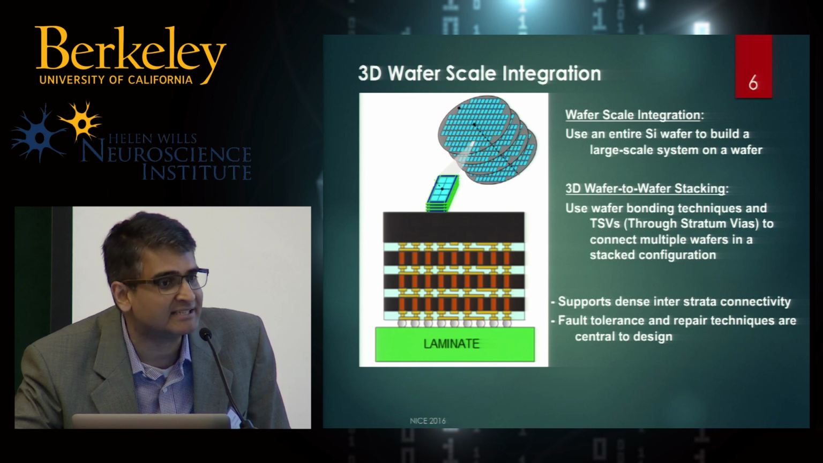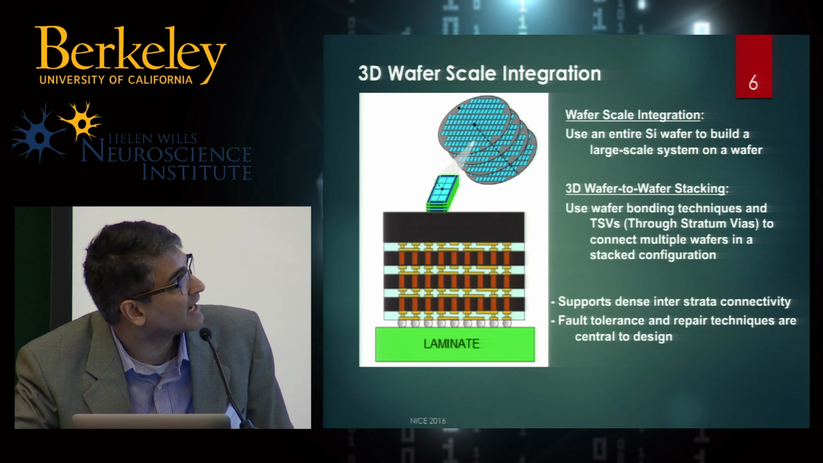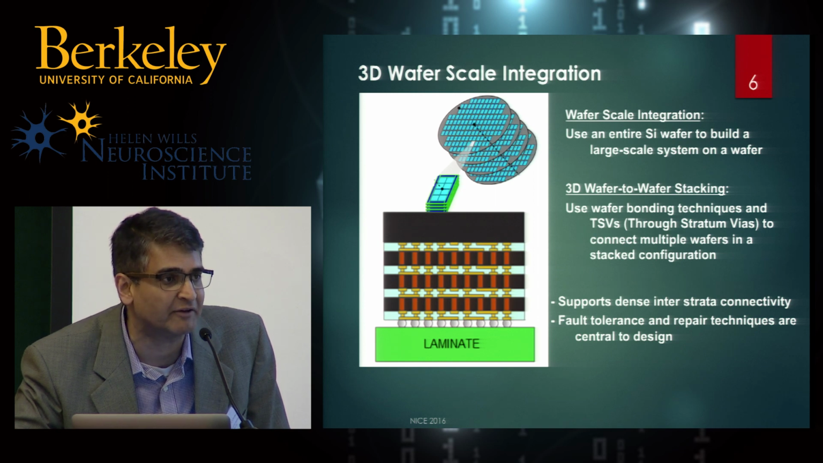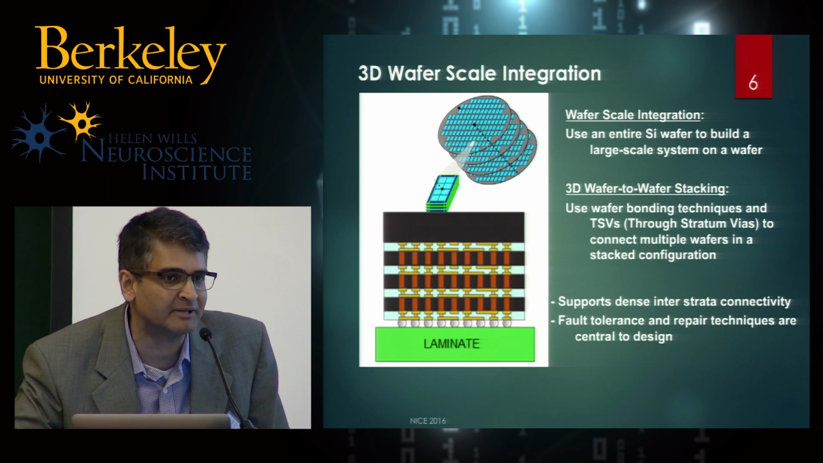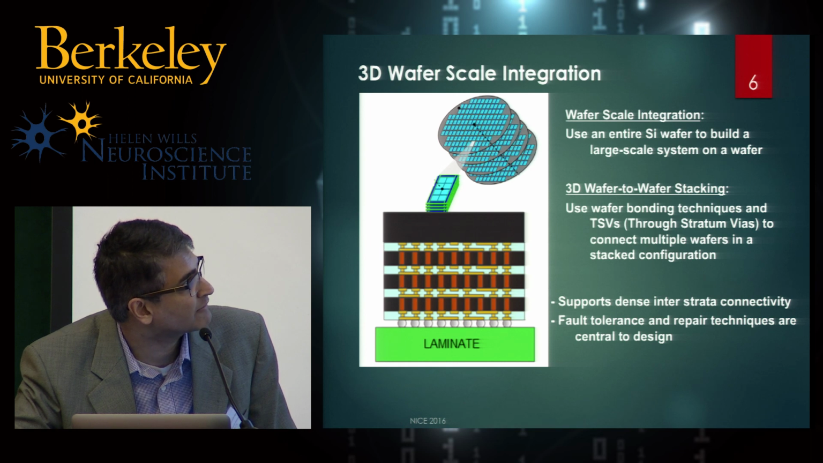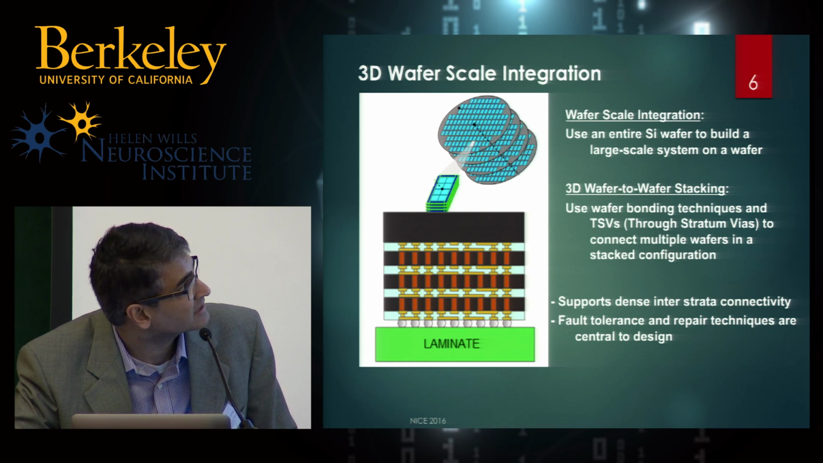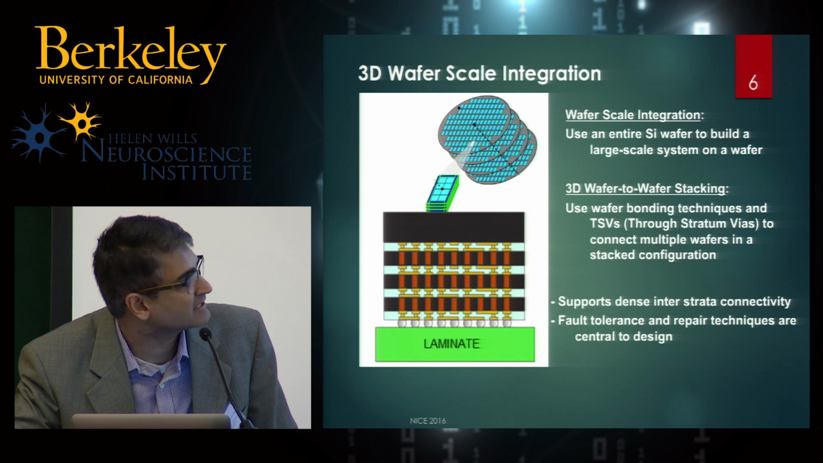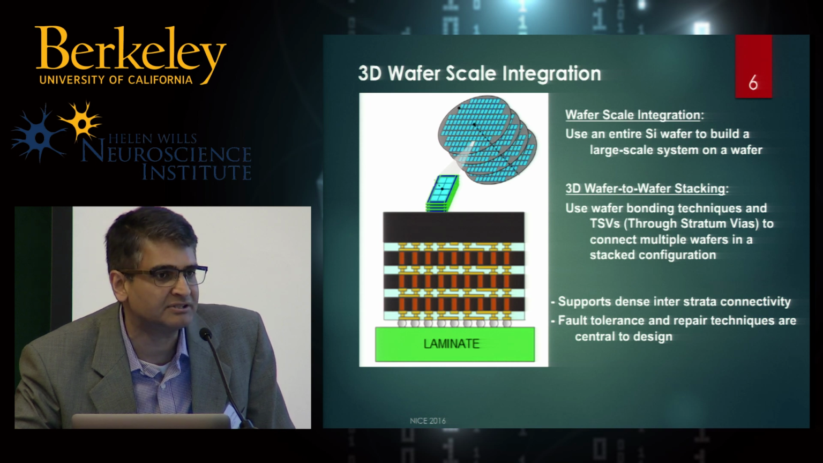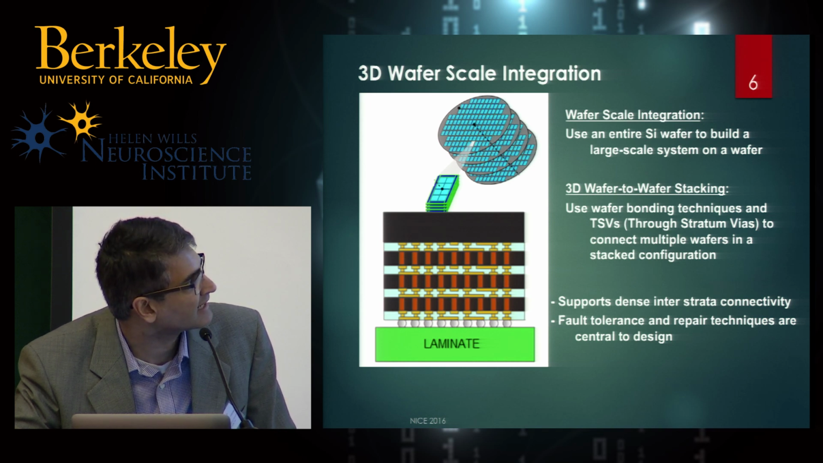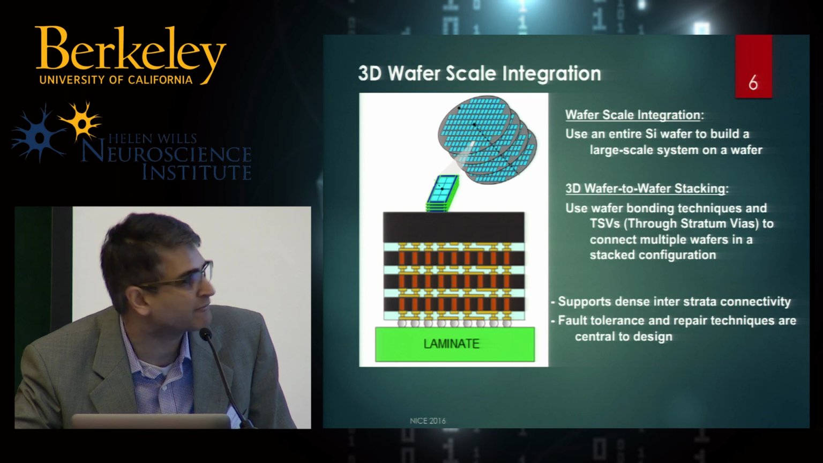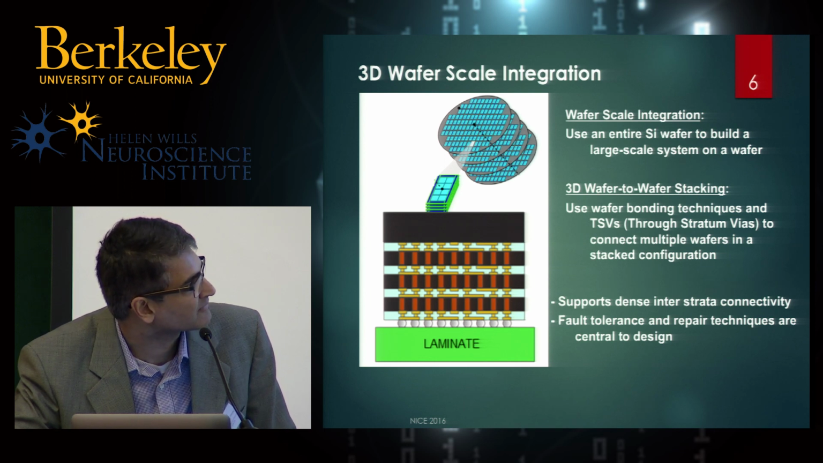Again, the basic idea of wafer scale integration is to realize an entire system on a wafer using a full silicon wafer. We're using 300 millimeter wafers. You could use 200 millimeter wafers also. But not only that, once you've made an entire system on a wafer, you can scale the system by stacking. So what we do is use wafer-to-wafer bonding techniques and through-stratum vias to connect multiple wafers in a stacked configuration.